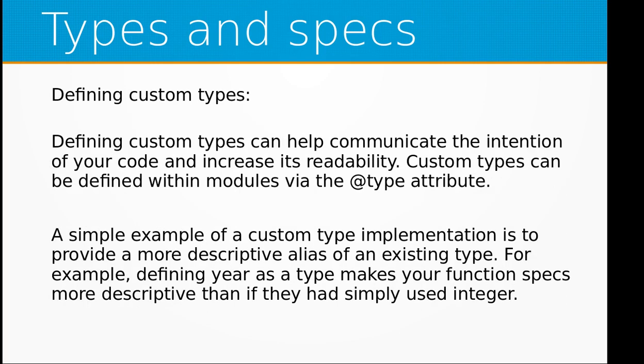Defining custom types. Defining custom types can help communicate the intention of your code and increase its readability. Custom types can be defined within modules via the @type attribute. A simple example of a custom type implementation is to provide a more descriptive alias of an existing type. For example, defining year as a type makes your function specs more descriptive than if they had simply used integer.